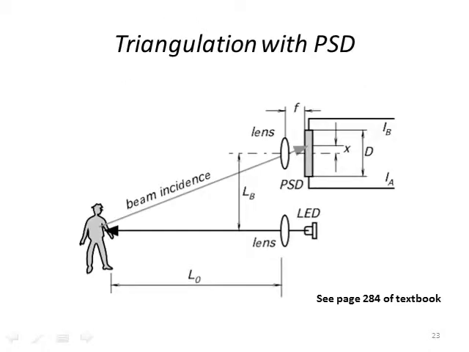Now, photosensitive detectors, these PSDs, can also be used for triangulation. And I won't talk about this because this is a homework problem, and it's explained really well in the textbook. So see page 284 of the textbook when you're doing your homework problem.